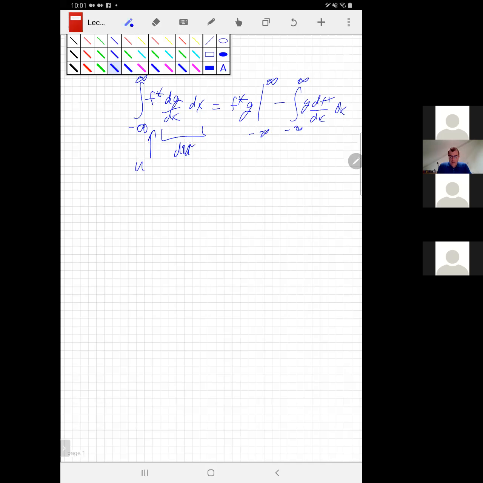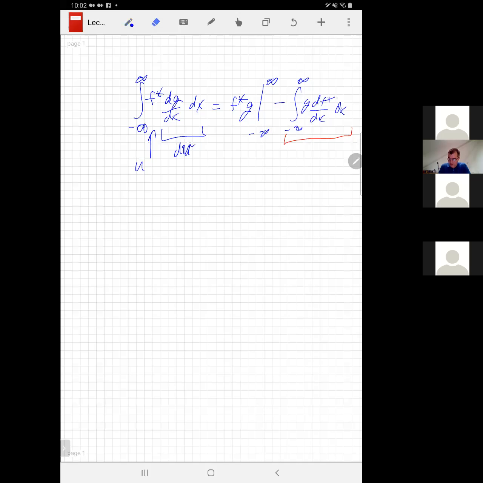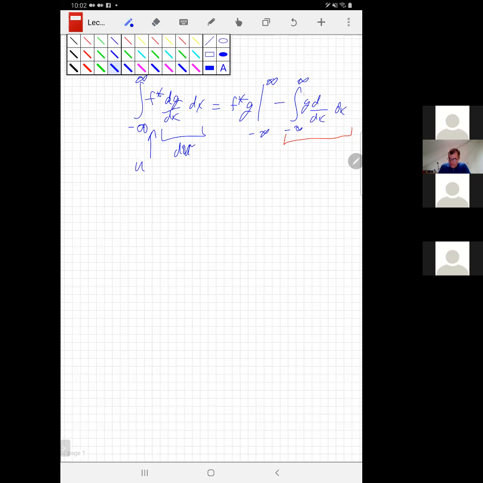And for some reason, a lot of people said that this second integral goes to 0. Their reason for saying that, I think, was that the derivative of f star is going to 0 at plus or minus infinity. And so their reasoning was that, well, if the integrand is 0, then the integral would be 0. If the integrand is 0 everywhere, then yes, indeed, the integral is 0.